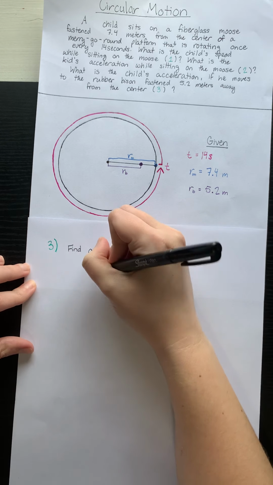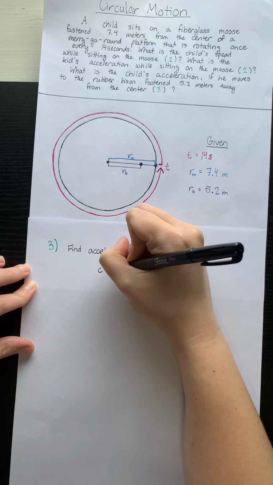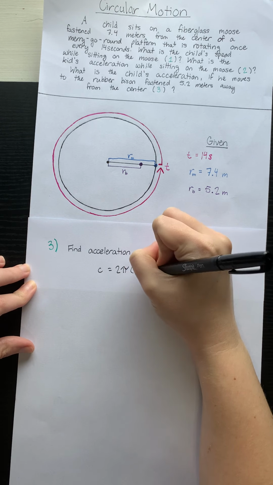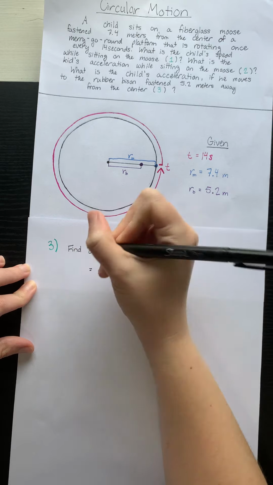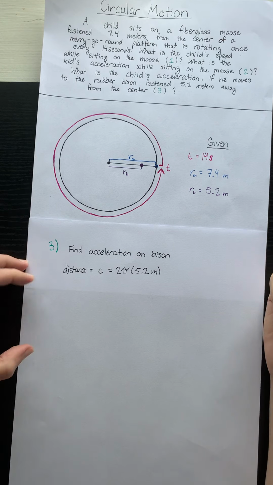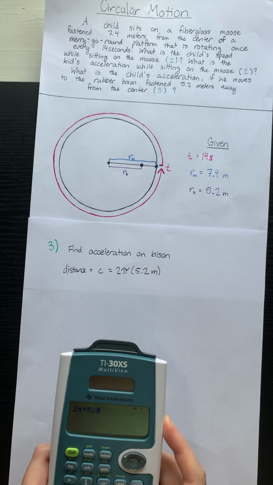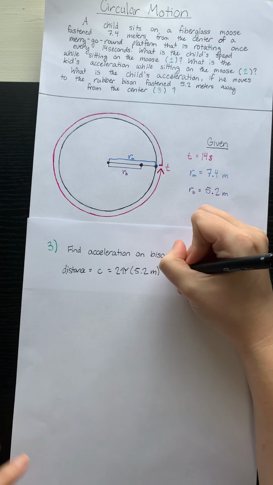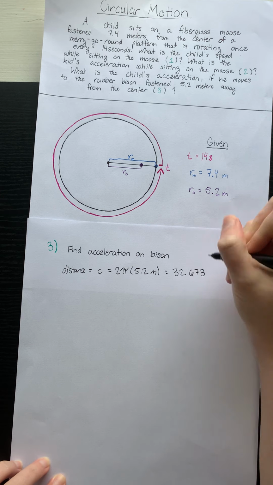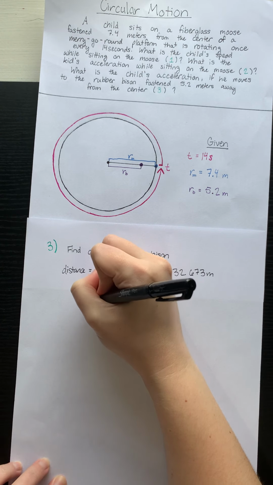So we're going to take the circumference formula, which equals 2 pi times 5.2 meters. And I'll put over here that circumference also equals distance to make it a little clearer. So we have 2 pi times 5.2 meters equals 32.673 meters.